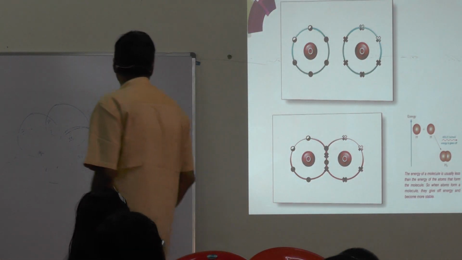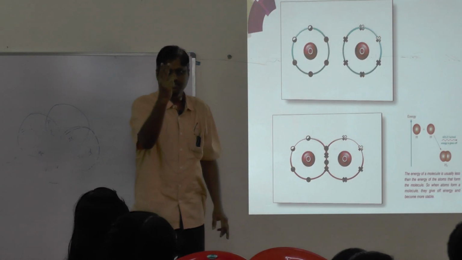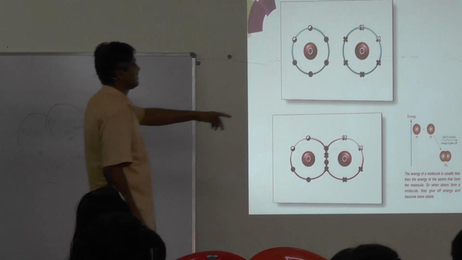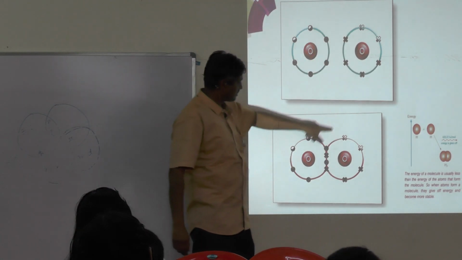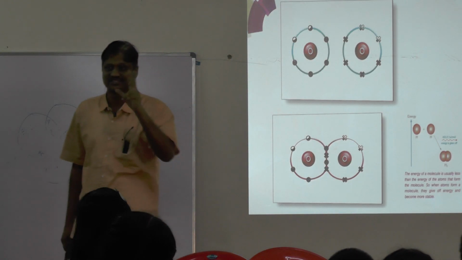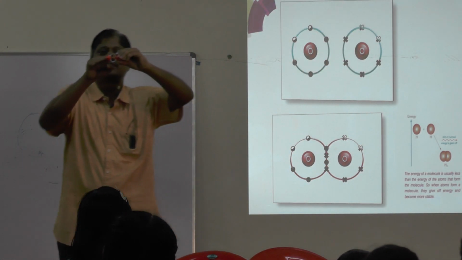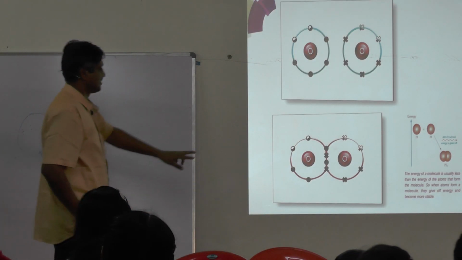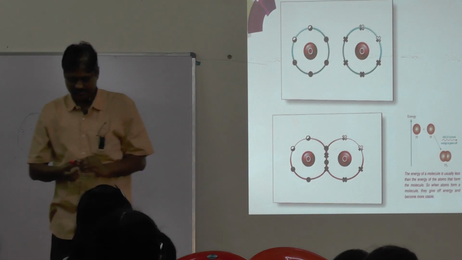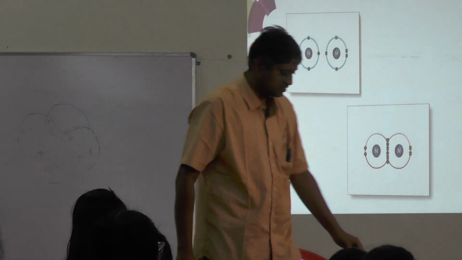For example, take oxygen, the outermost valence is 6 electrons. It needs 2 to complete the octet, 8. So another oxygen is there, also having 6. Each shares 2 electrons, so it makes a double bond. That's why oxygen has a double bond. Sharing, octet completed.